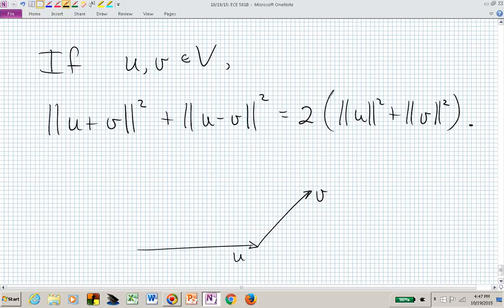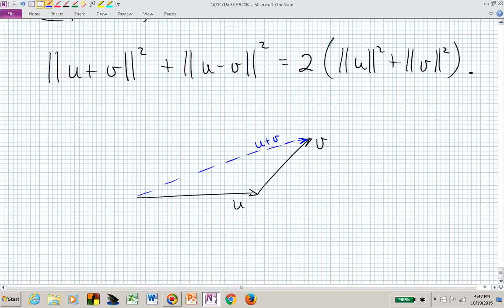And where is the vector u plus v? Well, it's just taking the tail of u and connecting that to the tip of v, isn't it? That's u plus v. That one's easy. So here is u plus v. Where is u minus v? Well, if we go to u and then we subtract v, then we're just going this way. There's minus v, isn't it?